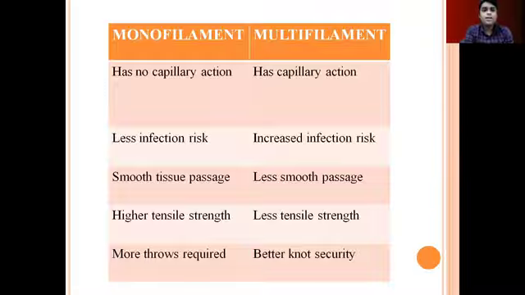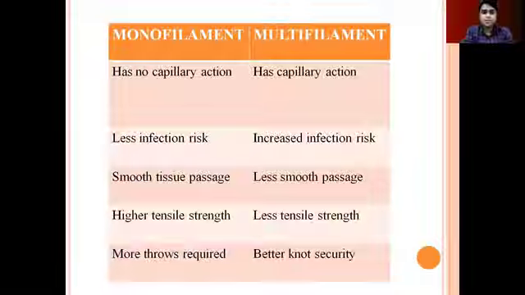The monofilament have no capillary action. The multifilament has capillary action. There is less infection risk in monofilament sutures, whereas there is increased infection risk in the multifilament sutures, since the bacteria get lodged in between the spaces of these sutures, this braided form of sutures, and may lead to persistent infections.